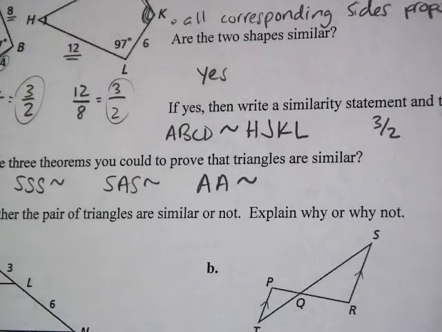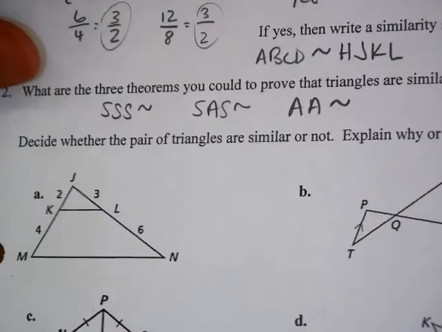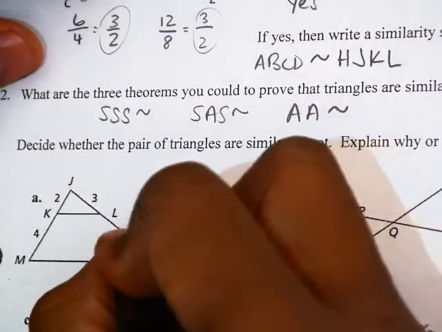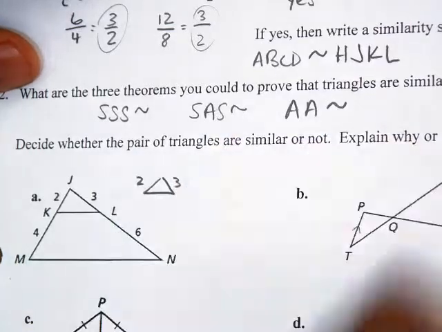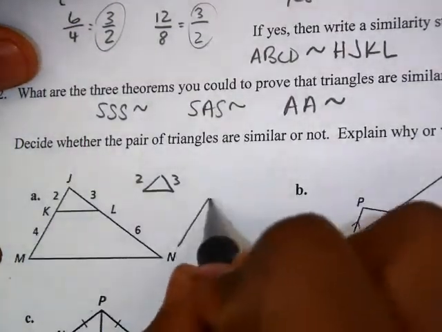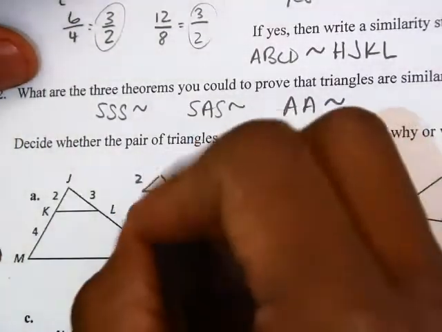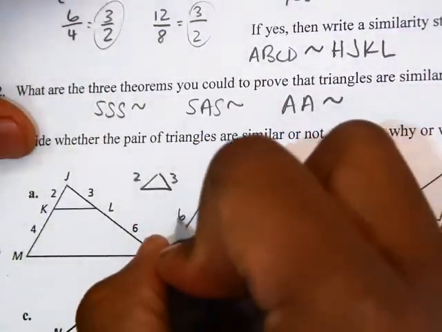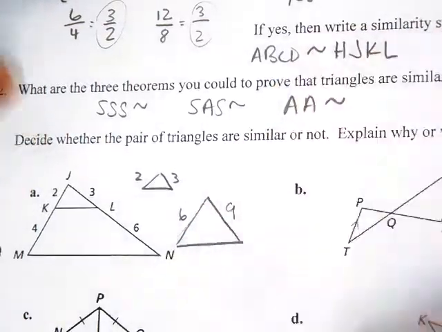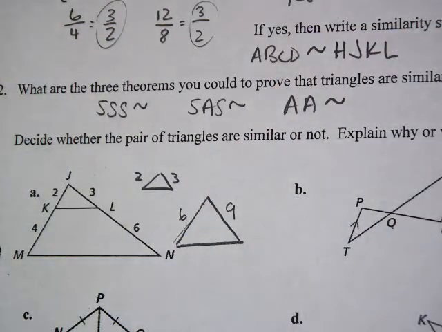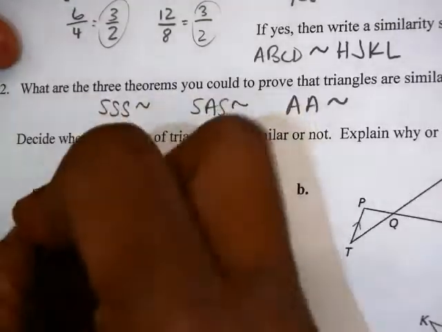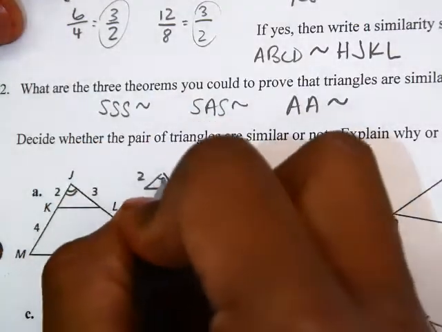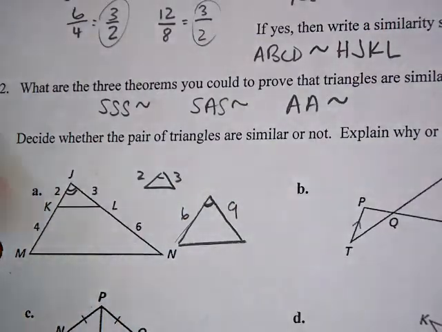So you have to decide if these triangles are similar or not. Here we have a pair of overlapping triangles that we should separate. That's 2 and 3 for the small triangle. And for the large triangle, this distance is 6, 4 plus 2, and this distance is 9. Both triangles have as their vertex angle J. So angle J at the top, those are equal.